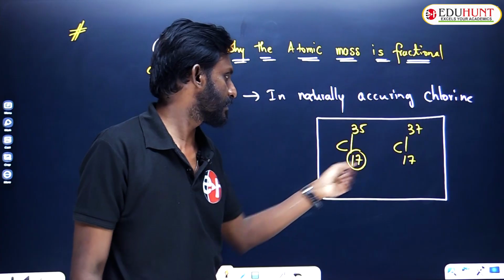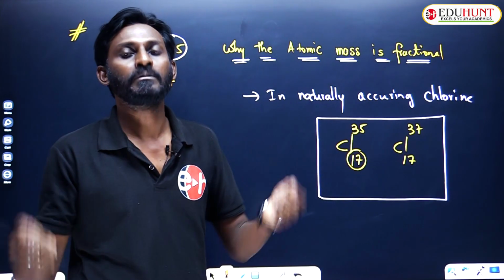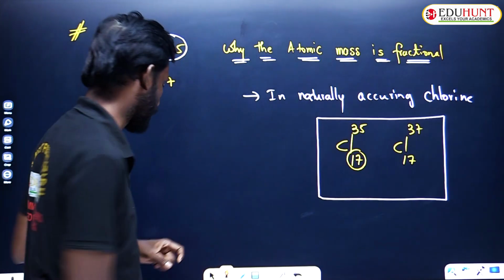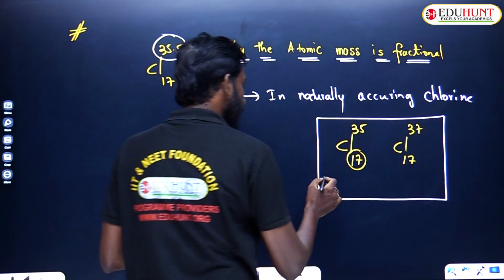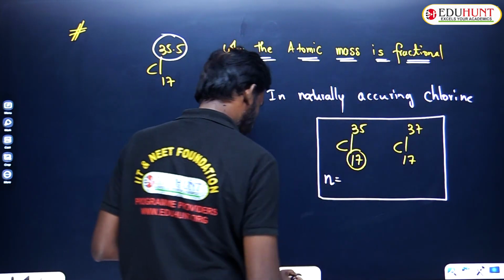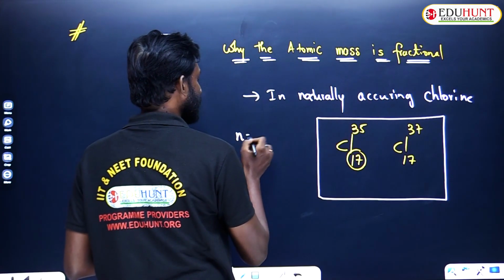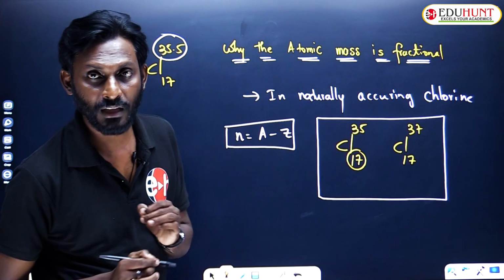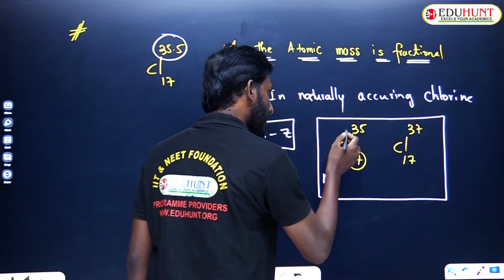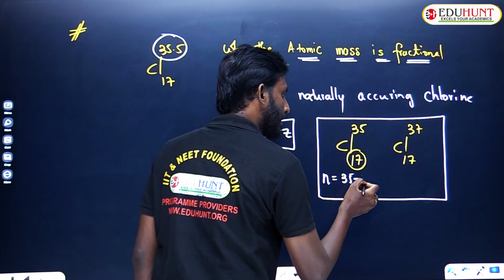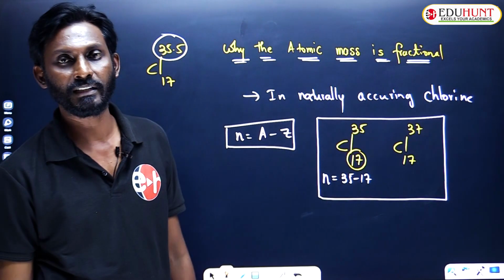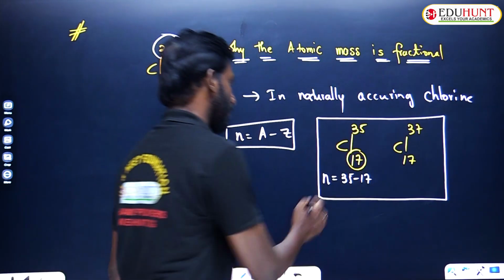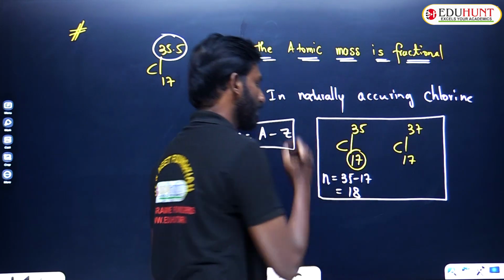Then how? The proton number is the same, so why is the mass number changing? Because of the change in the neutron number. And I told you already how to calculate the neutron number. You remember or not? Neutron number is equal to mass number minus atomic number, right? Now try to count the neutron number here. The number of neutrons here is 35 minus 17. That means here 17 protons and 18 neutrons.